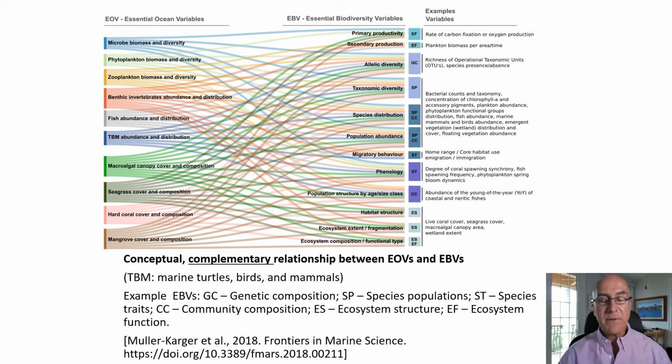We can try to visualize the relationship between EBVs and EOVs with diagrams like these. If you develop EOVs that are listed here on the left-hand side of the diagram, in many cases, there is a one-to-one relationship with many of the EBVs. One of the things that we would like to make sure is that the EOVs include diversity as one of the subvariables, and this can be one or many of the essential biodiversity variables.